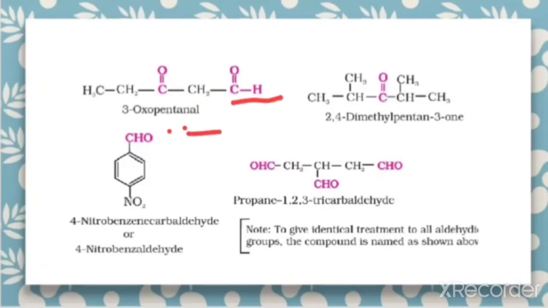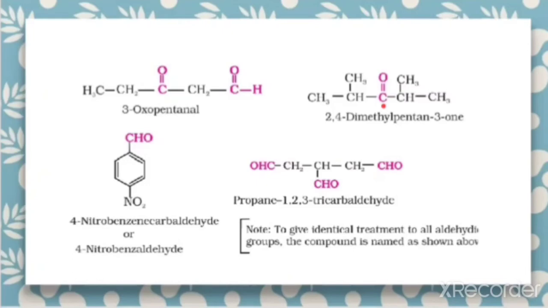But here there is a prefix that should be used, as the ketonic group should be taken as a substituent. So when it is taken as a substituent, we have to represent it by a prefix, that is oxo, and the position is the third carbon, because this one is the first, then this one is the second and this one is the third. So 3-oxopentanal.